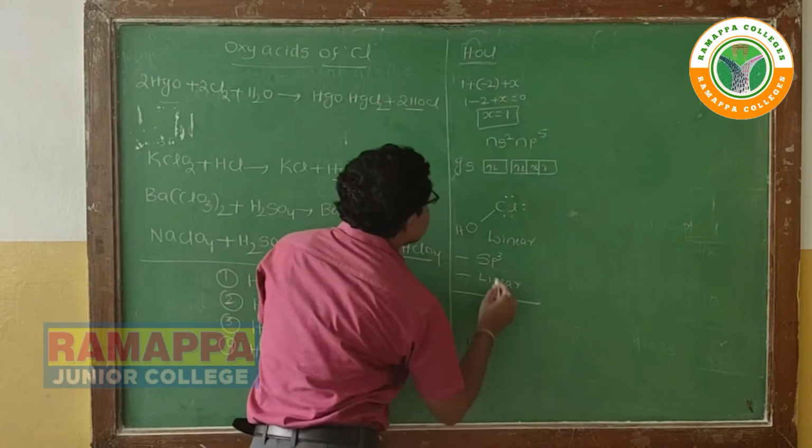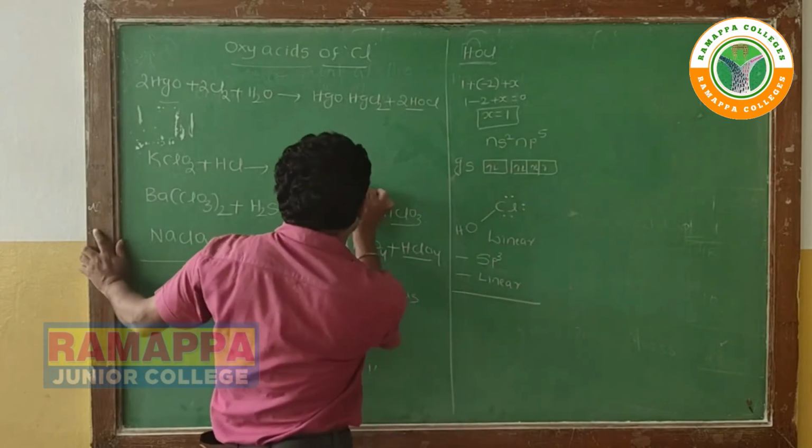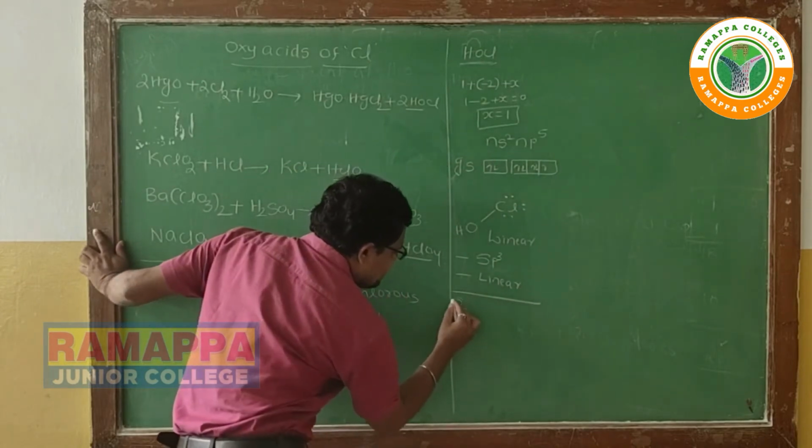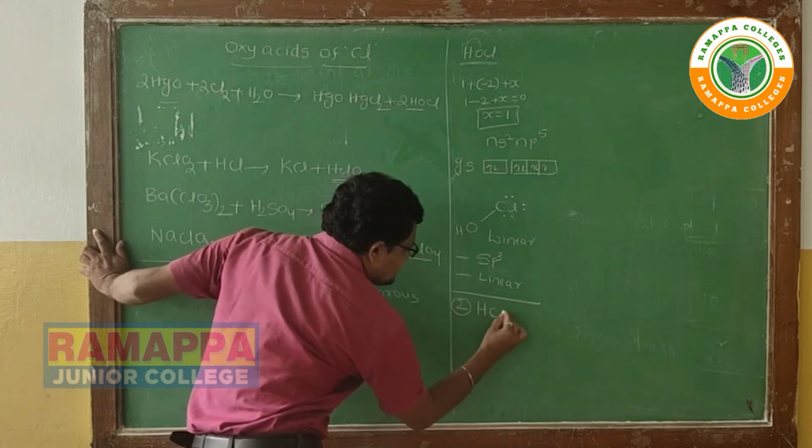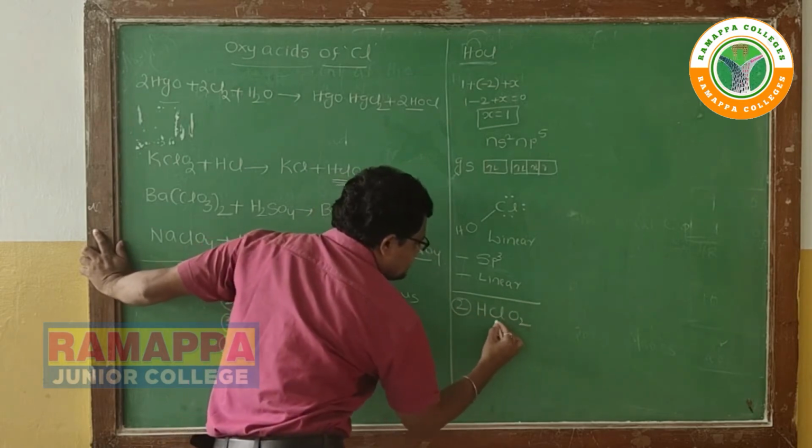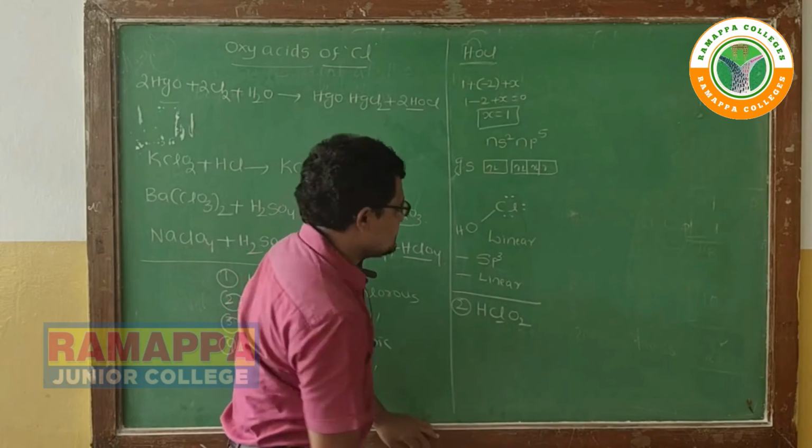Now let us take the second one, HClO2. Its name is chlorous acid.